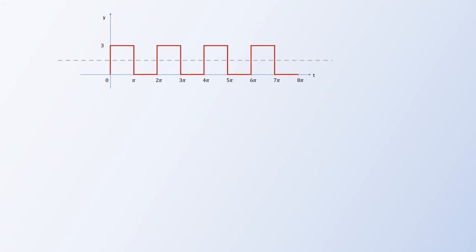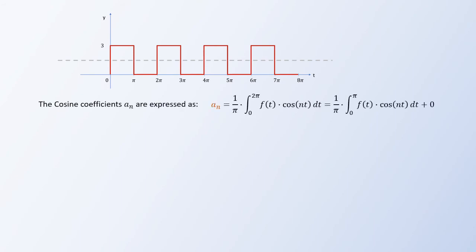So now let's find the cosine coefficients. So cosine coefficients a sub n are expressed as a sub n is equal to 1 over pi times the integral from 0 to 2 pi of f of t times cosine nt dt. Now I'm going to use that same idea that on the interval from pi to 2 pi, the integral, the area under the curve, if you will, is 0. So we'll just make that plus 0. So we have 1 over pi times the integral from 0 to pi of f of t cosine nt dt. Okay?